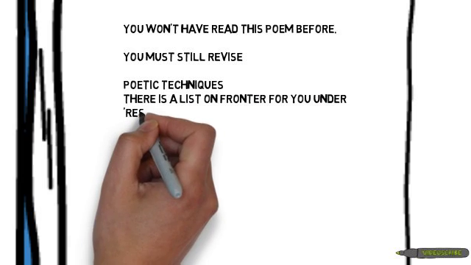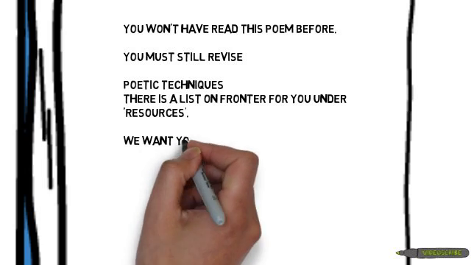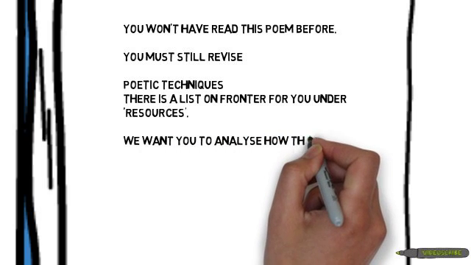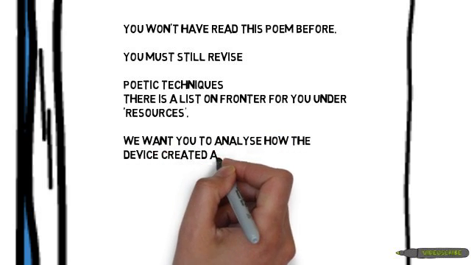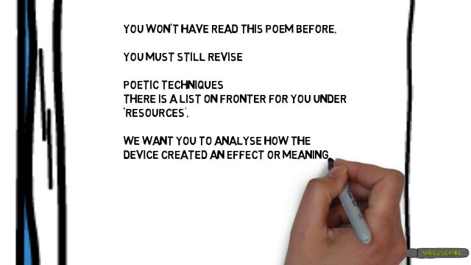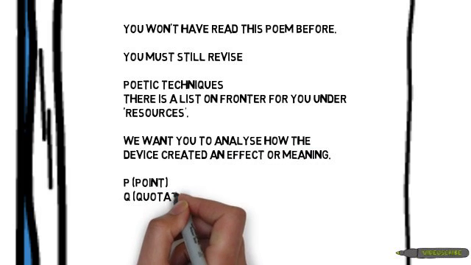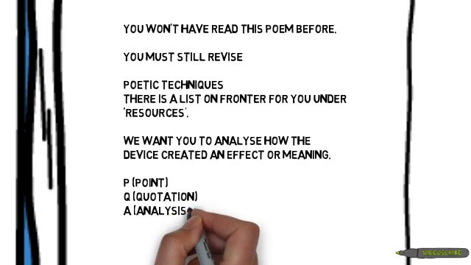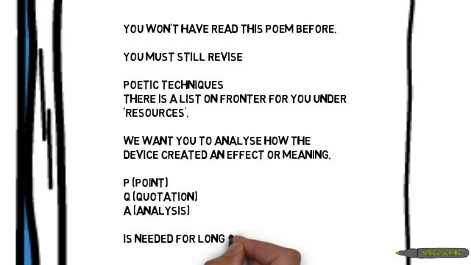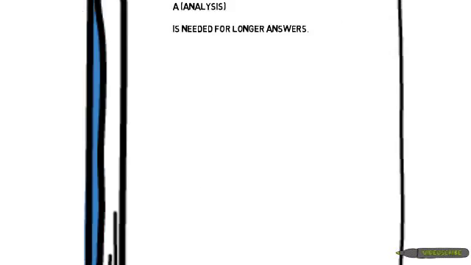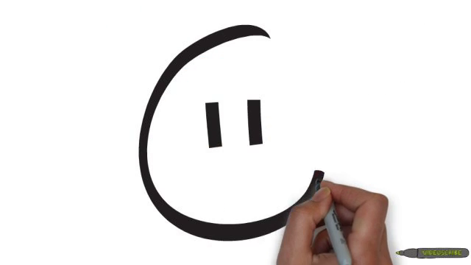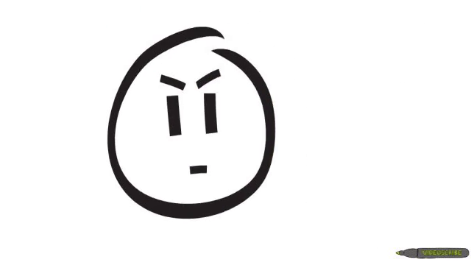On Fronter, Resources, we have put a list of poetic techniques that you should know. You should be able to spot these in the poem and comment on how meaning is made as a result of them. The key thing to remember for this part of the paper is PQA. Make a clear point that answers the question, select the right quotation, and analyse it closely.